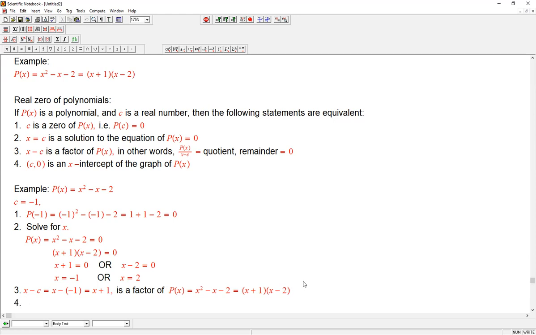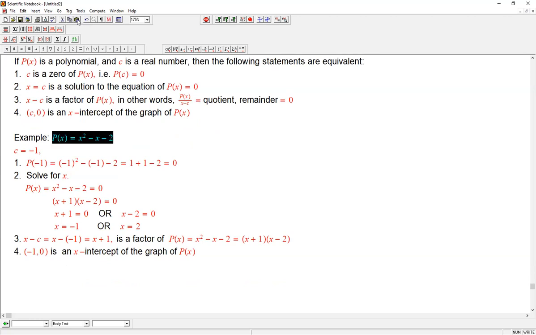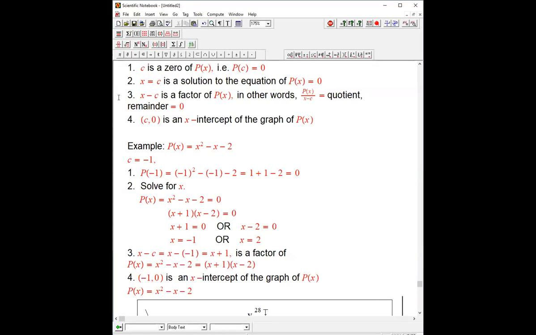Number 4, C comma 0, so -1 comma 0, is an x-intercept of this function in this particular example. And from the graph, we can see that very clearly. Okay, so I'm going to borrow the software to do this graph. I'm just making some adjustments here.